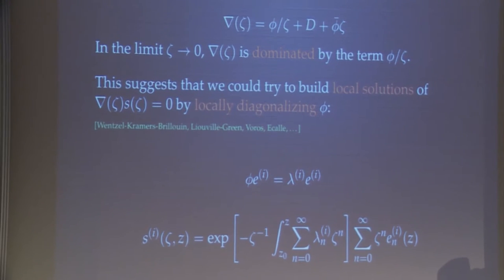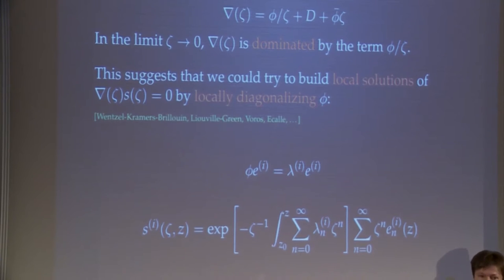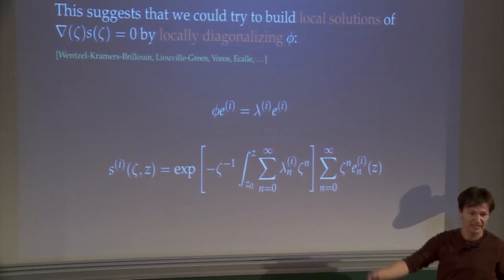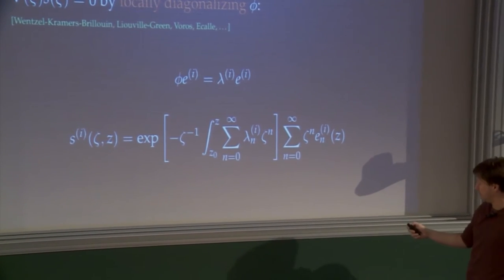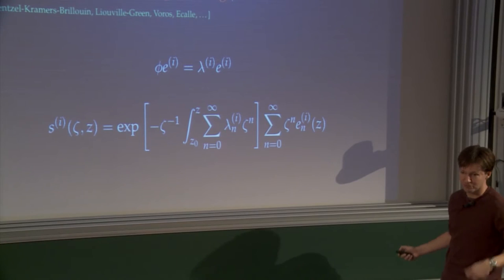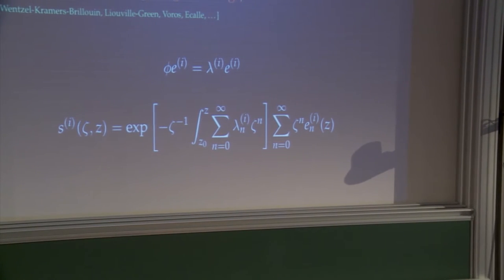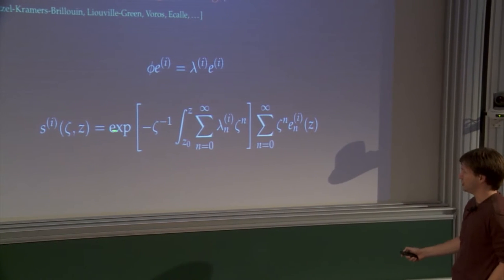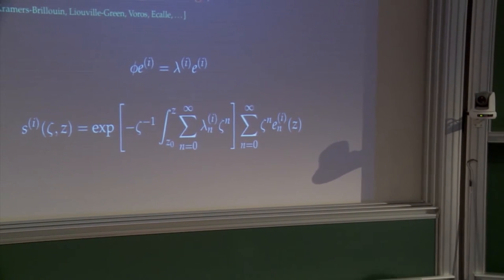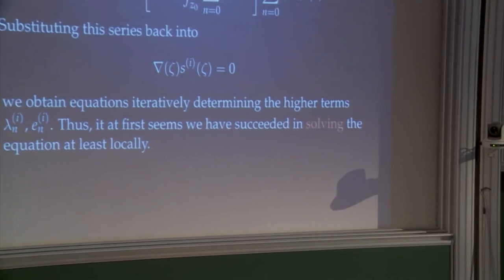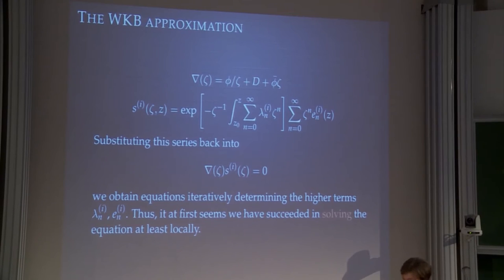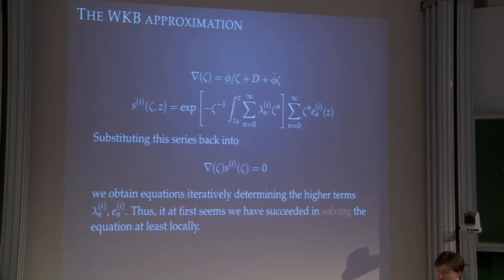A little more precisely, if you take a solution whose leading term is what I wrote, and you plug it back into the equation, of course, the solution will not exactly be given by that. But what you might try is to make a series in zeta, whose leading term is given by the thing that I wrote. We're going to have a basis of candidate solutions, parameterized by the eigenvalues of the Higgs field, and each solution is going to look like a series like this. Indeed, you substitute this series back into the equation, and you get equations which iteratively determine all the higher terms.